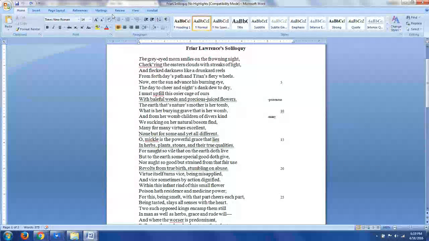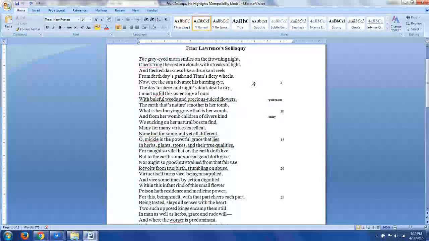So I'm going to highlight a few things as I go through. I'm going to start with these 4 lines. So we have: the gray-eyed morn smiles on the frowning night, checkering the eastern clouds with streaks of light, and flecked darkness like a drunkard reels from forth day's path and Titan's fiery wheels.